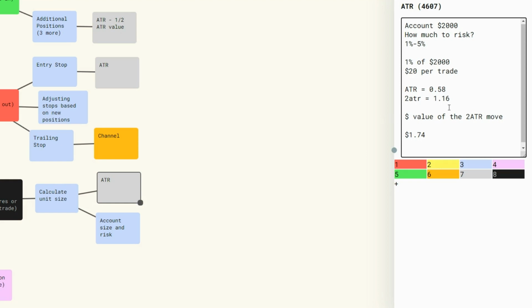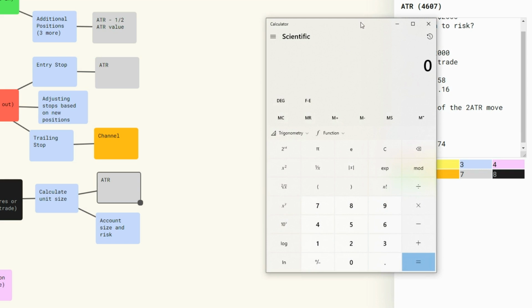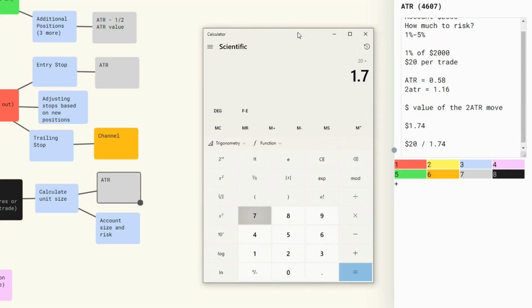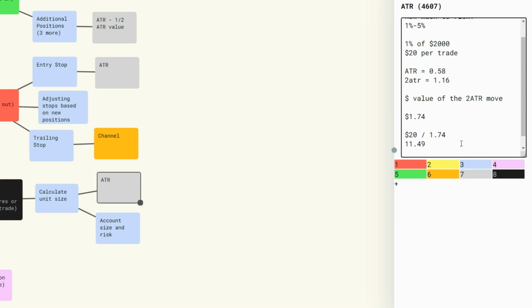So now I take these two values to figure out how much I could trade. I take my $20 that I'm going to risk, which is 1% of the 2,000, and I divide that by 1.74, which is the value if I get stopped out. 20 divided by 1.74, I get 11.49. So 11.49 contracts, stocks, units, whatever you want to call it.